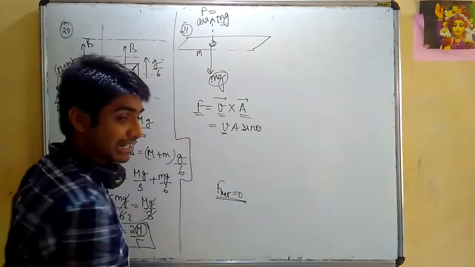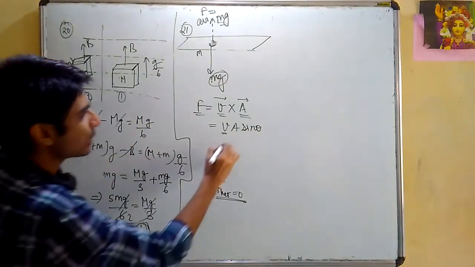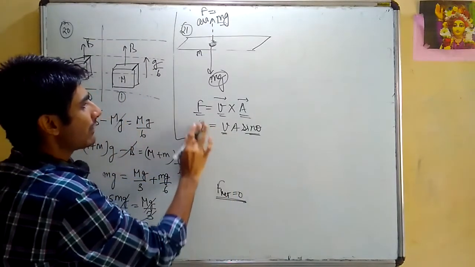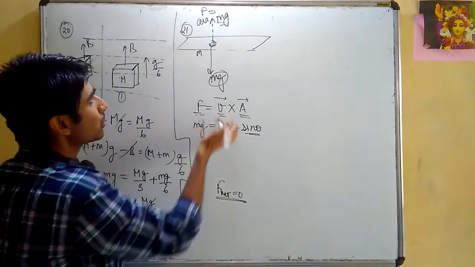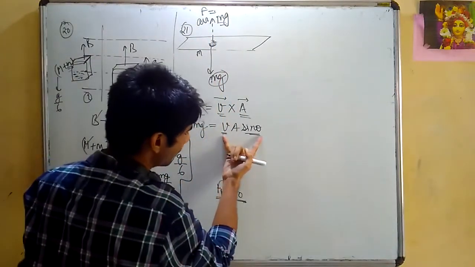Now, the question is to find the minimum speed. If you read the question, it is given with what minimum speed it should be projected. So, for V to be minimum, sine theta should be maximum because the value of F is constant, that is mg. Only then will it move with constant velocity. So, F should be mg. So, LHS is constant. RHS should also be constant.